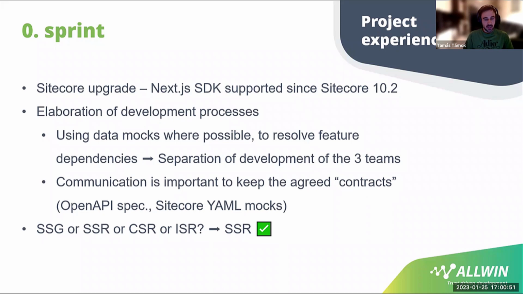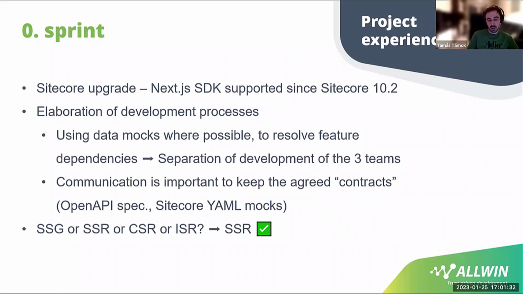Then the next topic was to find out how we wanted to develop, because we had 3 teams, and the 3 teams would work together on the same feature. The Next.js developer and the team were depending on the Sitecore part and also on the new APIs which are implemented. So we found out that we have to find a way to communicate and document everything, and basically to have some contracts between the teams, what they are expecting and what we are giving them.